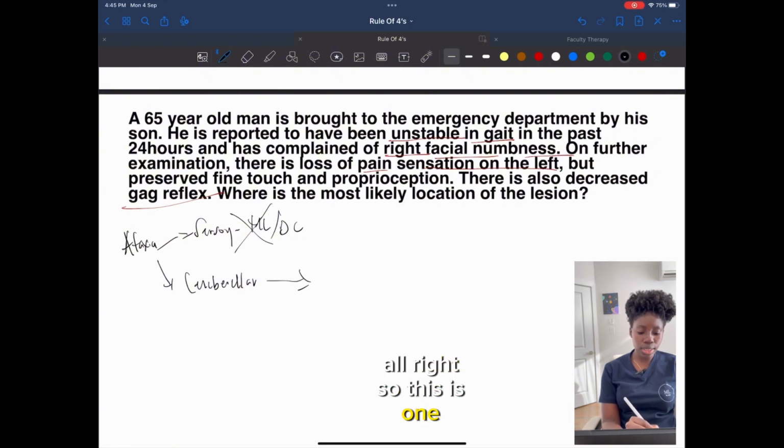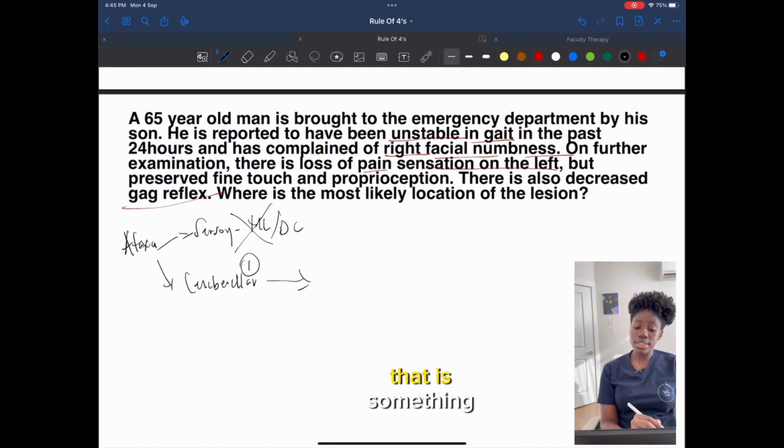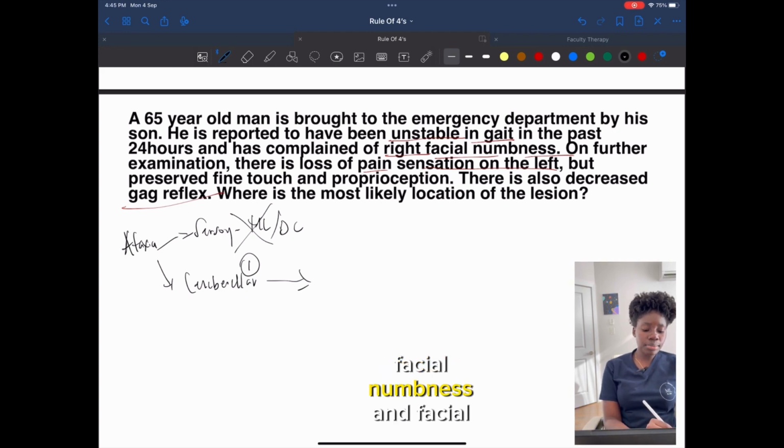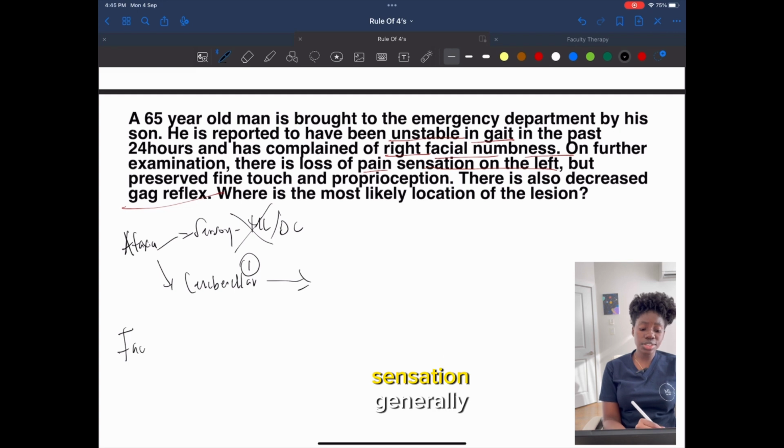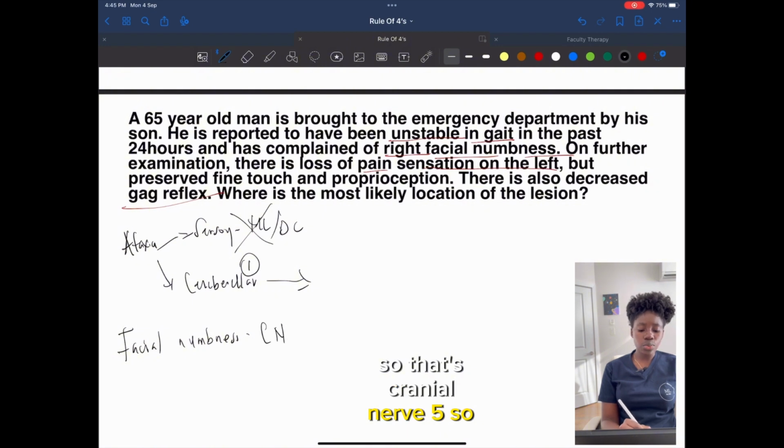All right, so this is one symptom. We found that there's something with the cerebellum. The other thing is facial numbness. Facial numbness and facial sensation generally is a function of the trigeminal nerve, right? So that's cranial nerve 5. So we've recognized that there's a cranial nerve deficit.